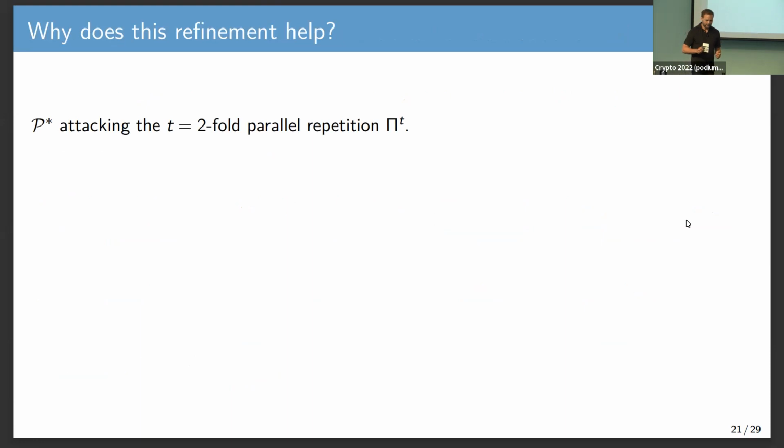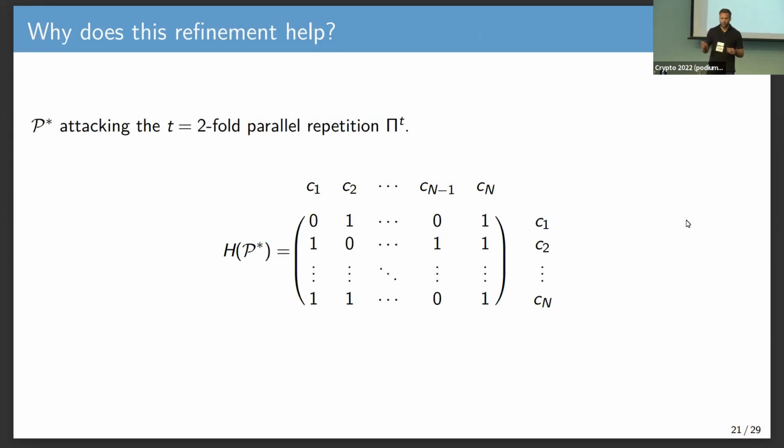So why is this helpful? It's not going to be helpful if you're only looking at a single invocation of the interactive proof, but it will be helpful if we look at parallel repetitions thereof. So let again P star be a prover attacking the twofold parallel repetition. Then we can summarize the behavior of P star in terms of this matrix indexed by the challenges, C1 up to Cn. The columns correspond to the challenges for the first invocation, and the rows correspond to the challenges for the second invocation of this parallel repetition.